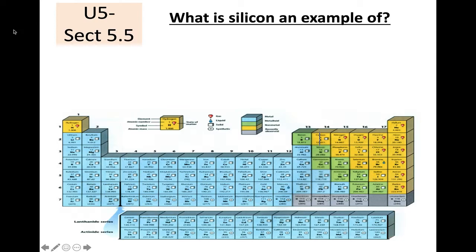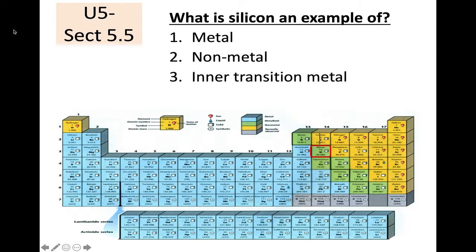One of the things we want to look at: we have metals, nonmetals, metalloids, and then man-made elements. So the question: what is silicon, Si? There it is right there. Is it an example of a metal, nonmetal, inner transition metal, or metalloid? If you said metalloid, you're right.